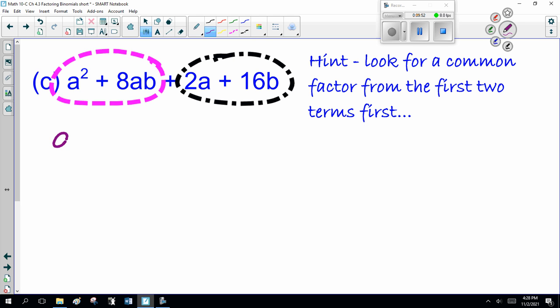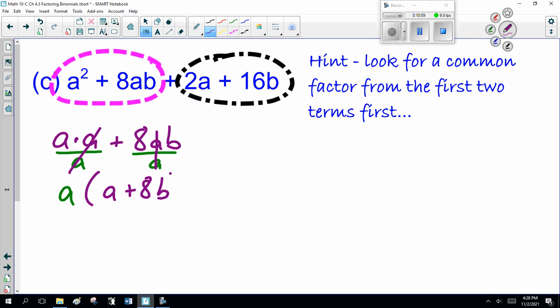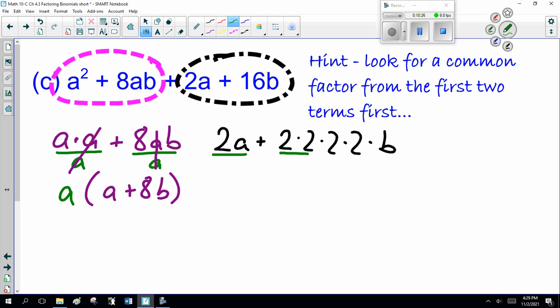So, like I said, do this as a times a plus 8b. What can you factor out of this? Well, the only term I can factor out of this is a. And then we're down to a plus 8b. The second term, 2a plus 16b. Now 16 is 2 times 2 times 2 times 2, times b. Now, what can I factor out of that? 2. Literally, that's it. So this is plus 2, and I'm down to a plus 2 times 2 is 4, 8b.